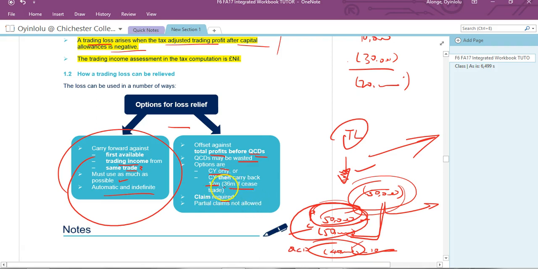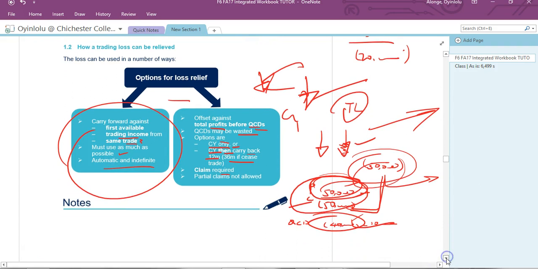So really, here's the thing, you have to use it in your current year first. It says options are current year only, or current year, then carry back. So you must use it in your current year. So you can do current year and then go forward. If you want to go back, you have to use it in your current year first before you go back. If you remember, if you're a sole trader, you have the option of dancing around whether you did it in your year first, or you went to the back and then you went forward. So if that helps, that's there to think about.